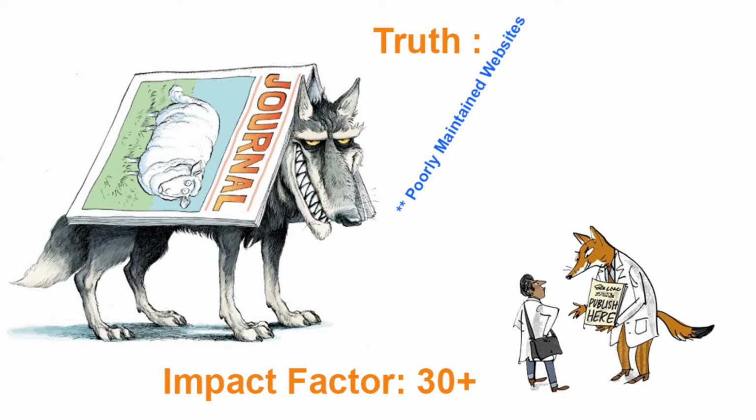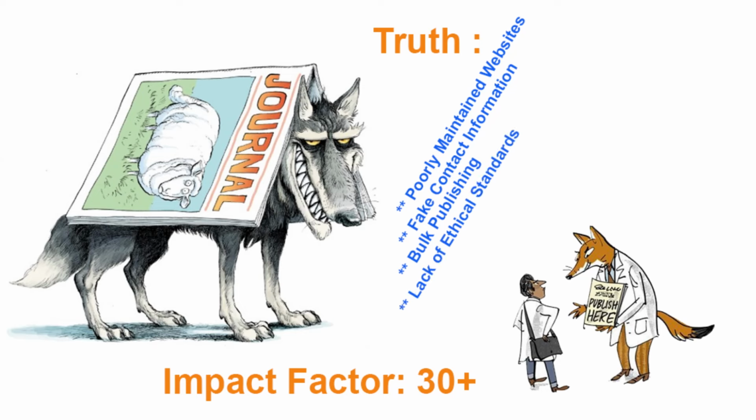Number 7, poorly maintained websites. While some predatory journals have professional-looking websites, others are poorly maintained, with broken links, outdated information, and grammar errors. Number 8, fake contact information. Scammers often provide limited or false contact information, making it challenging for authors to reach them or verify their legitimacy. Number 9, bulk publishing. Predatory journals publish a large number of articles, often without regard for quality. They prioritize quantity over quality to maximize revenue.